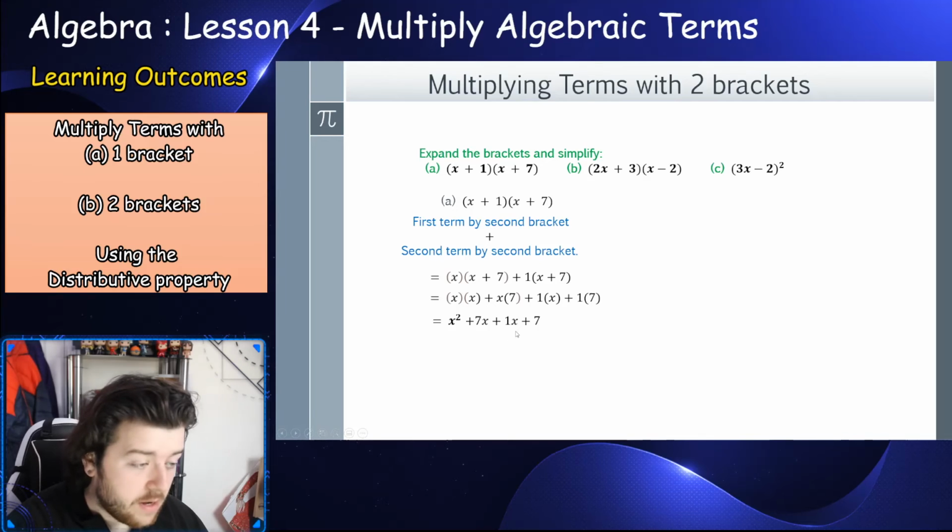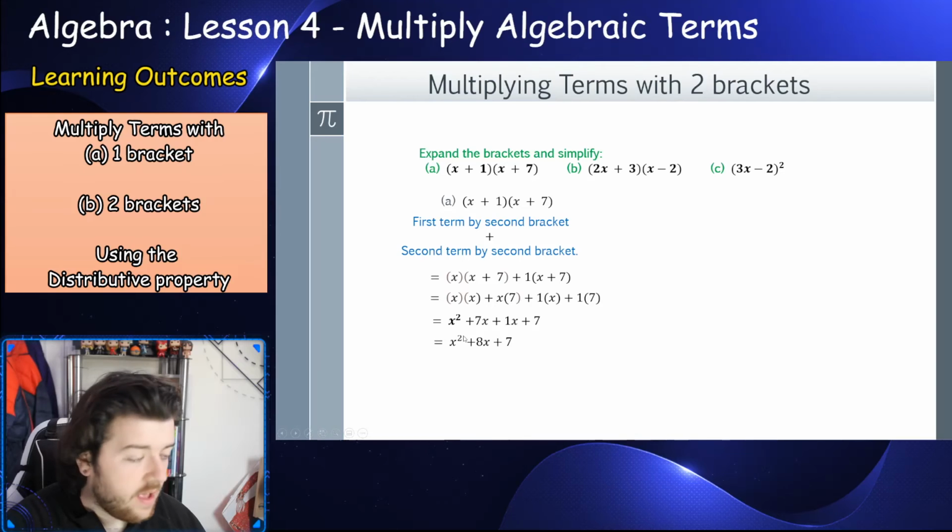Add and subtract my like terms here. Do I have any other x squareds? No, I don't. I have two x terms here, so I have a 7x plus a 1x. So I'm going to put them together. And then I just finally just have a 7. So my equation then simplifies down to x squared plus 8x plus 7. And that's it simplified. So let's have a look at the other two now.